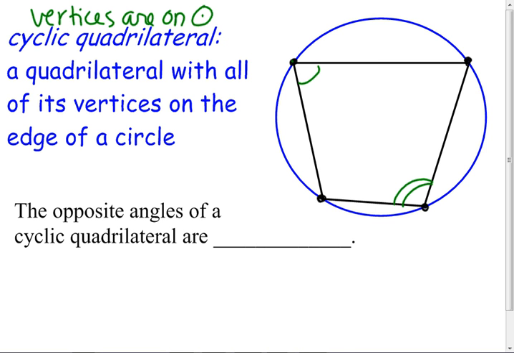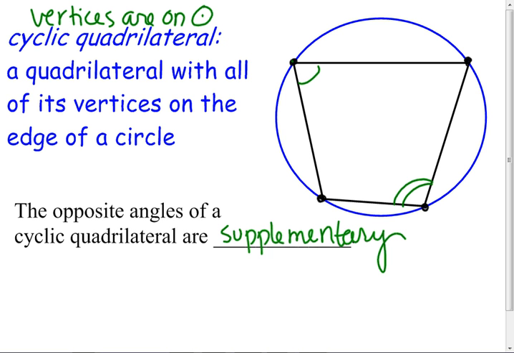And I can prove it. If you want me to, I can. I'd rather wait, do it tomorrow. But they're supplementary. And I have to use the arcs and such. And it's not too tricky, but it's okay. I'd rather do it tomorrow.